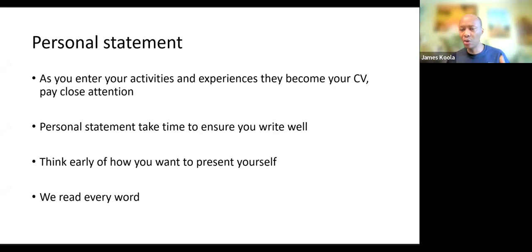Think early. How do you want to present yourself? What story do you want to tell? It's a 1-page document, hardly one page and an extra paragraph. We read every word, I tell you. We read everything. So it's time to explain your passion for the specialty, what you like and everything.